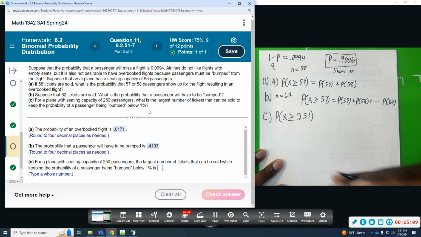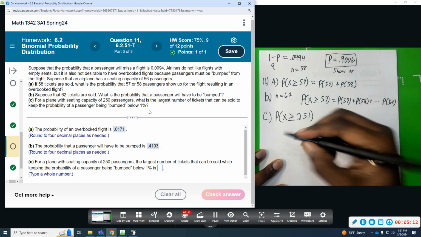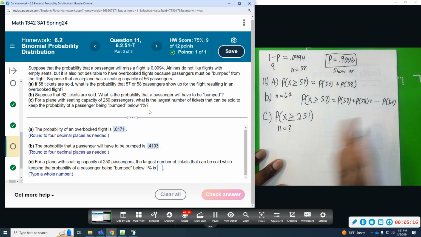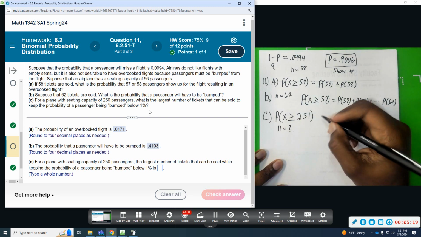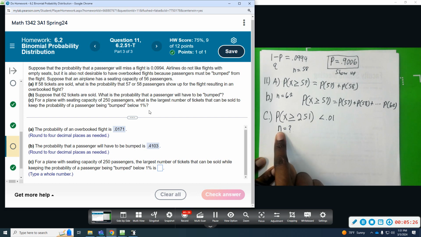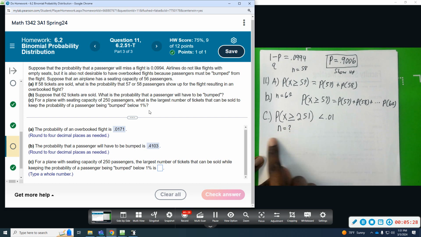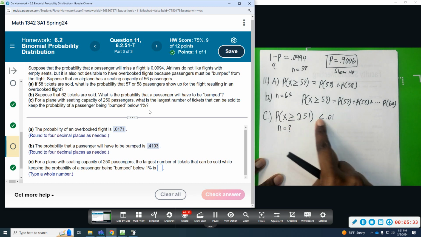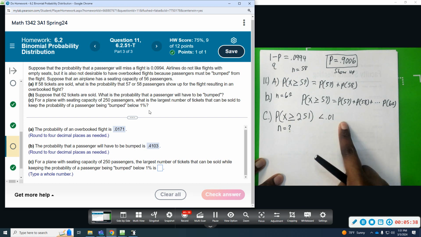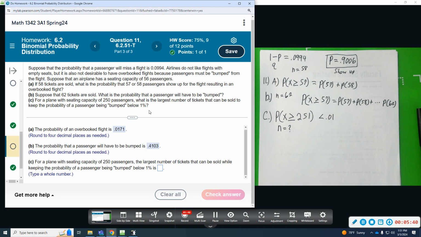Okay, we need to find N. What is that number of tickets that we sell to keep this below 1%? Because whenever I do this, I want this amount to be less than 0.01. So I'm going to be playing with different values of N. So if I sell 260, 270, whatever, if more than 250 show up, which is 251 and above, I want that probability to be less than 1%. Okay. So probability of showing up is still the same.